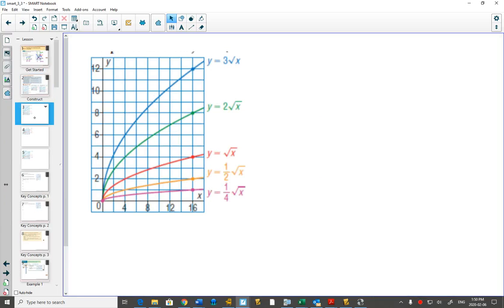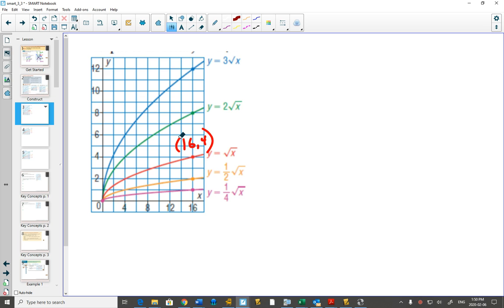So we'll start with the first one. I've got it here. And the red graph is your basic square root graph, the one that you know already. And they've got a point labeled. We're going to label it on here. Square root of 16 is 4, so you have the point 16 comma 4.